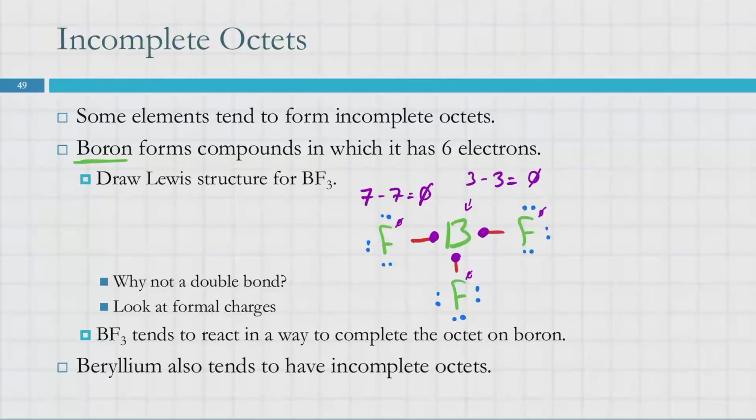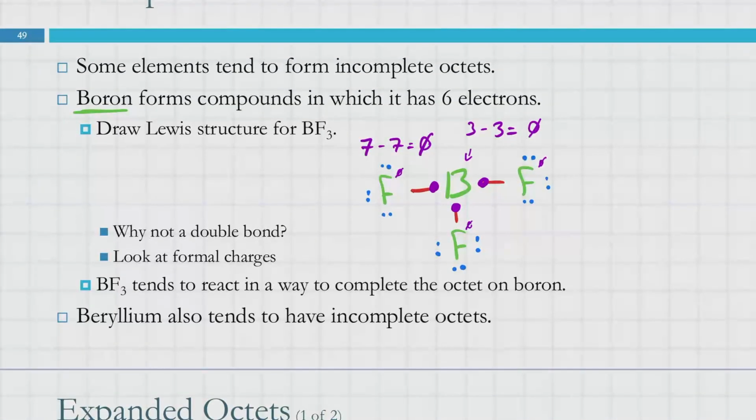If we were to make a double bond, one of the fluorines, wherever we make the double bond, would have a +1 formal charge, and the boron would have a -1 formal charge. Zeros is better than plus and minus. So this, based on formal charges, is the best way to make that Lewis structure. So boron's a little weird in that way.